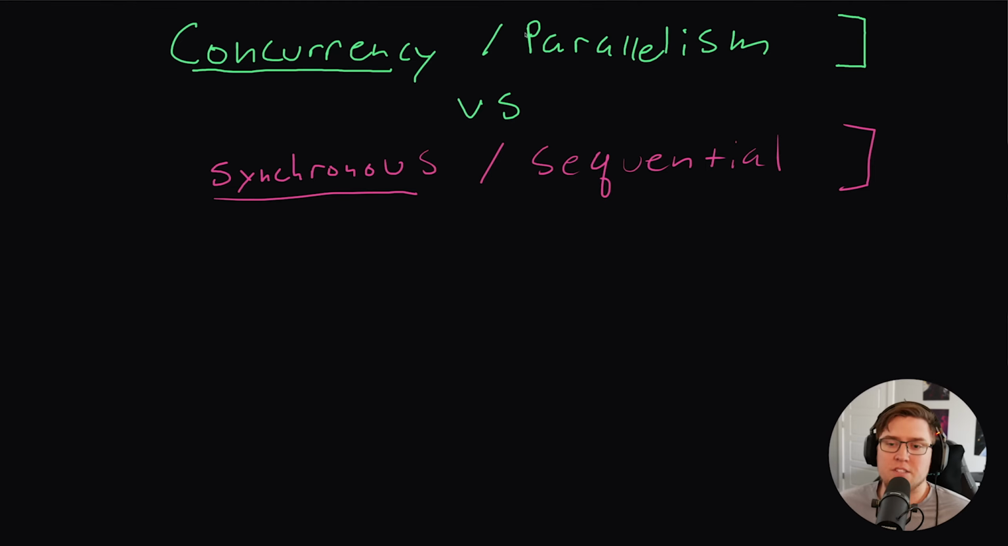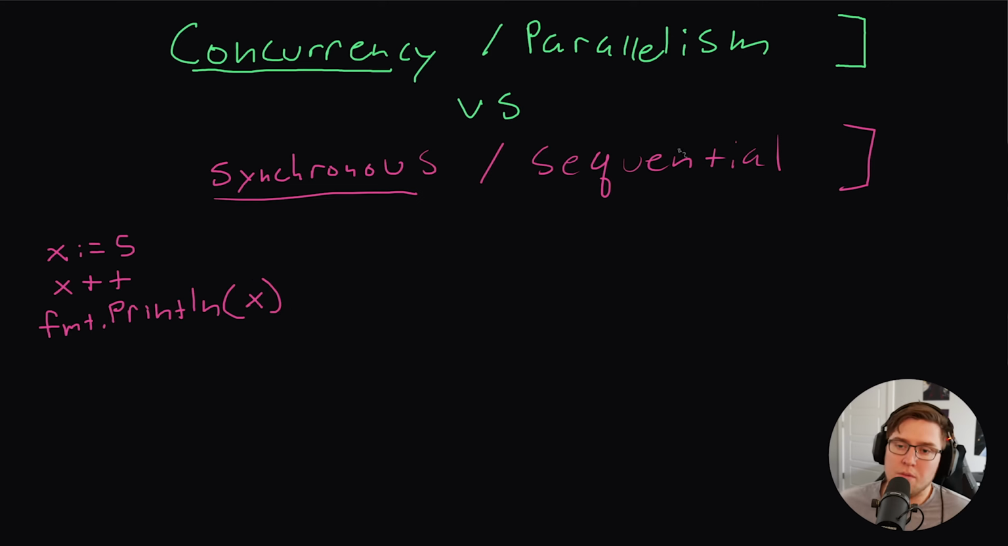So let's start with the easy one. Let's talk about synchronous or sequential programming. Say we have some code, x := 5, x++, and then maybe fmt.Println(x). The nice thing about this code, and what makes it synchronous or sequential, is that the code executes in order from top to bottom, right? First, we create a variable named x set equal to 5, then we increment it by 1, and then we print x, right? Everything's happening in order from top to bottom, one thing at a time.